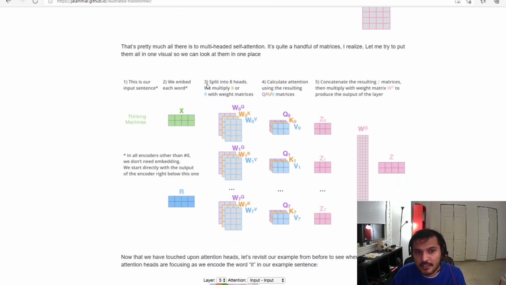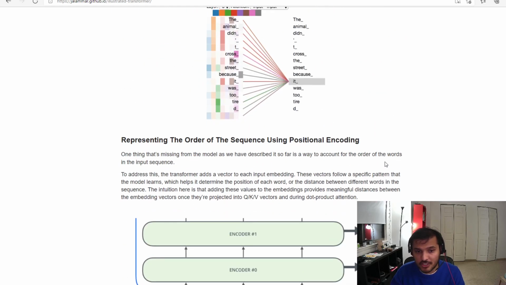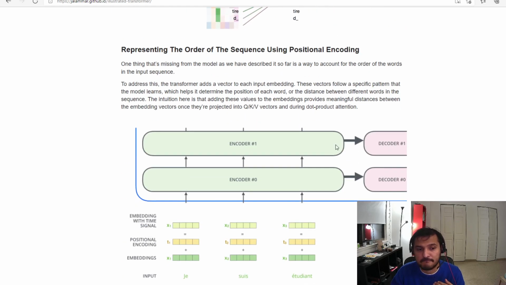So this is my sequence. This is my embedding, and then I pass it through 8 different attention heads, get 8 different Z's, multiply them by a weight matrix, and I get a single Z. That's my encoder block. That's pretty much it for the attention mechanism.